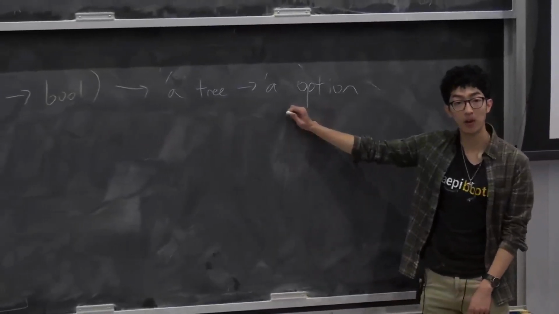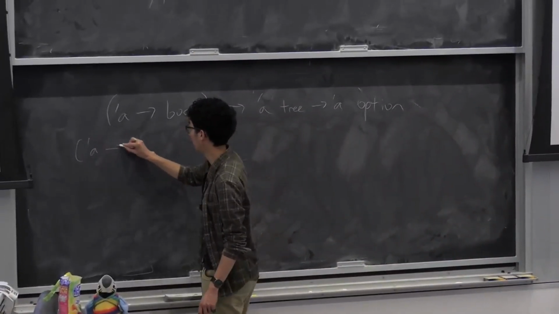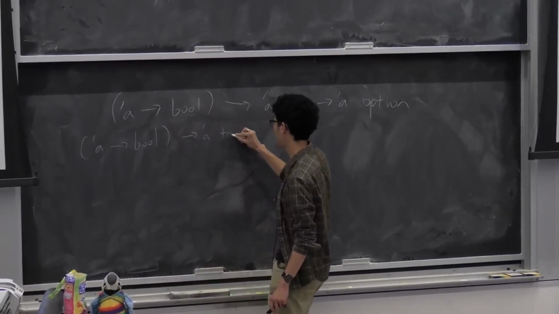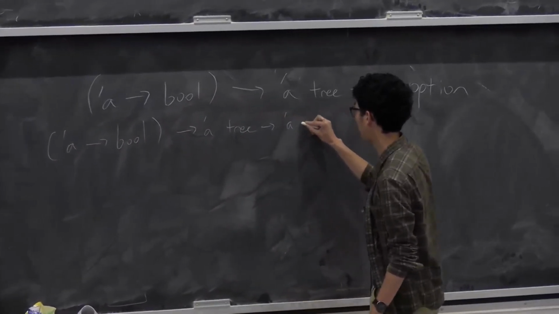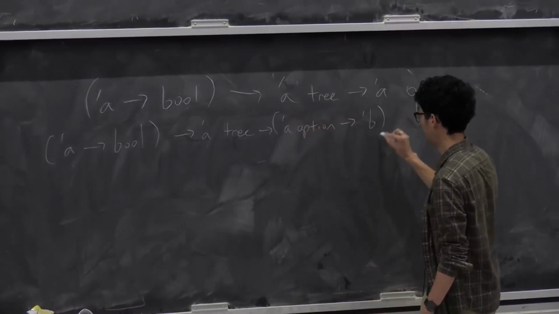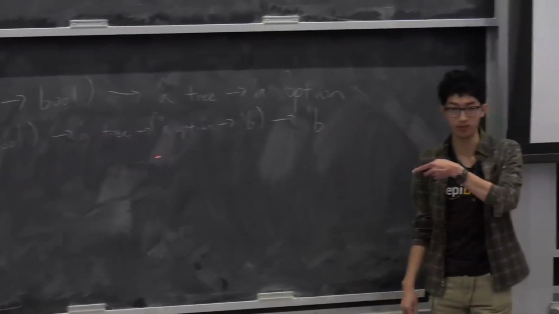This is my type. And what I want to say is to CPSify this, I have to turn it into the same thing, but now we take in a continuation of type alpha option to beta, a new polymorphic type. Does everyone agree this is what the type of the CPSified version should be?